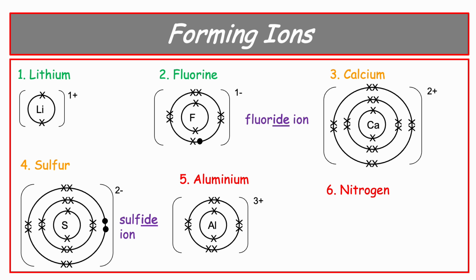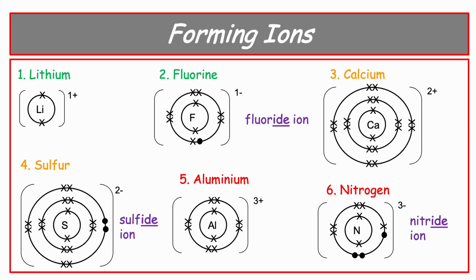Lastly, we've got nitrogen, which has 7 electrons. It's got 2 in the first shell, 5 in the second shell, but this time we are going to gain 3 electrons to get a full outer shell. If we've gained 3 electrons, nitrogen will form a 3- charge, and like we said, it will form a nitride ion because the ending of that name is replaced by "ide" to represent that it's become a negatively charged ion.